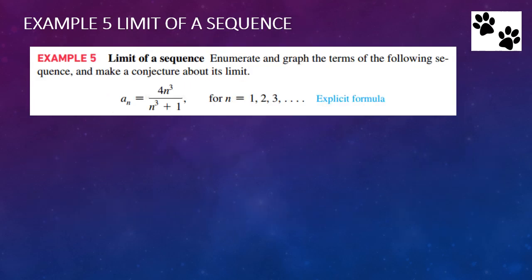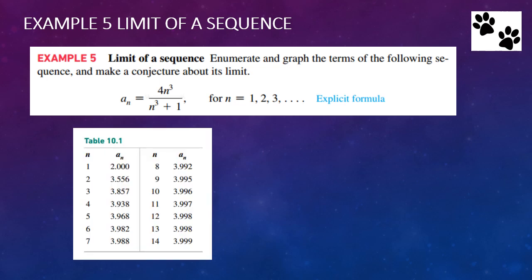So let's look at our next example. Example 5, another limit of a sequence. Enumerate and graph the terms of the following sequence and make a conjecture about its limit. A sub n equals 4n to the power of 3 over the quantity n cubed plus 1, for n equals 1, 2, 3, and so on. Again, we have an explicit formula here. Hit pause, plug in some values, and see if you can decide whether this is a convergent sequence, and if it is, what is its limit? What y value is it converging to? Or is it divergent, which means it doesn't level out to any specific y value.